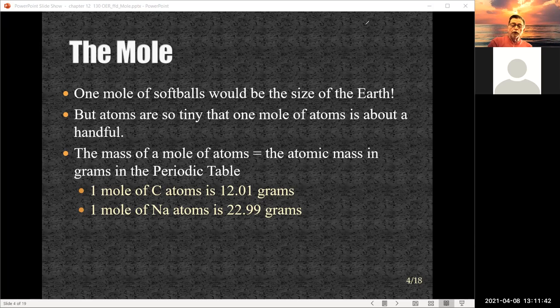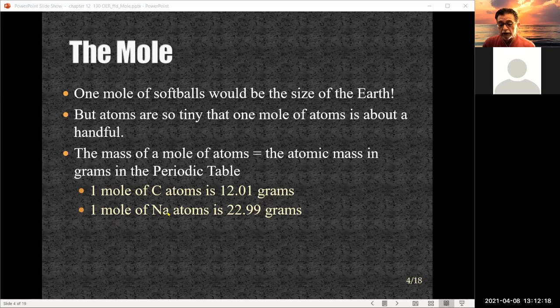Yeah. So on that periodic table, 1 mole of carbon atoms. If I were to weigh out 6.02 times 10 to the 23rd atoms of carbon, it would have a total weight of 12.01 grams. For sodium, if I were to measure out 6.02 times 10 to the 23rd sodium atoms, guess what? It's going to weigh out 22.99 grams.